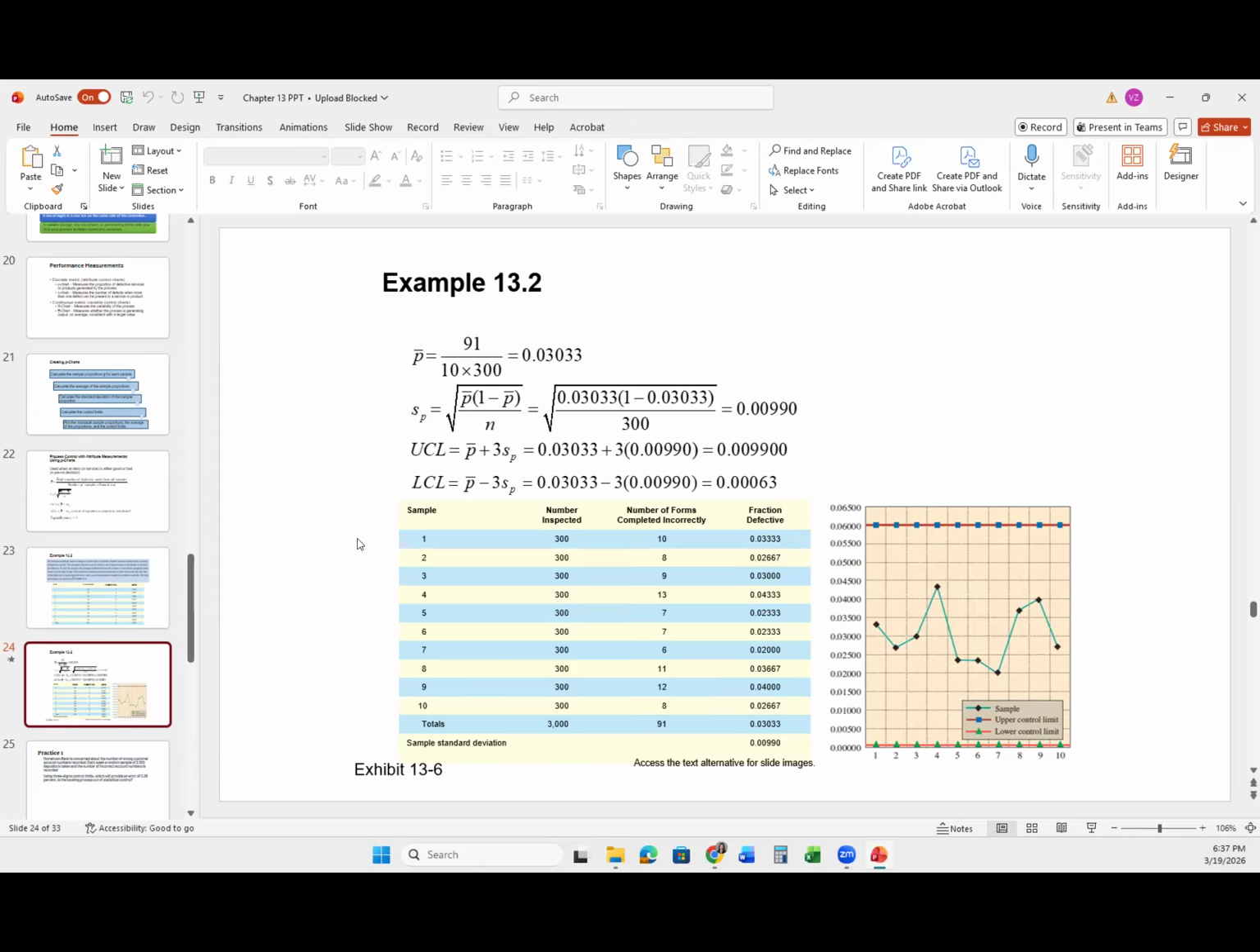And then let's move to the P chart first. Once you figure out how to do the P chart, it will be super easy for you to figure out how to do the R chart or X bar chart. Okay.